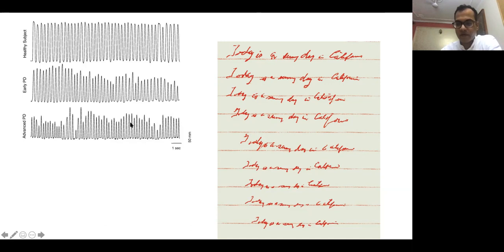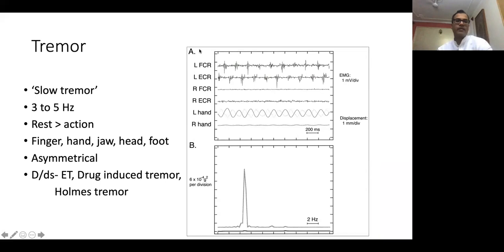The second most obvious manifestation is tremor. So it's a slow rest tremor. This is how we see a tremor in the lab.